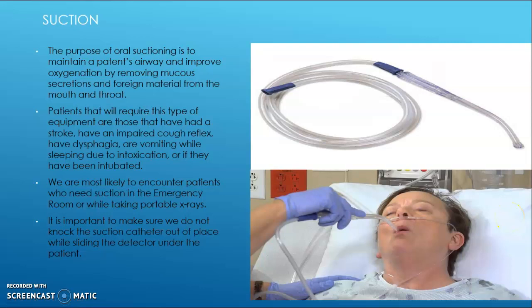Next we have suction. The purpose of oral suction is to maintain a patient's airway and improve oxygenation by removing mucus, secretions, and foreign material from the mouth and throat. Patients that will require this type of equipment are those that have had a stroke, have an impaired cough reflex, have dysphagia, are vomiting while sleeping due to intoxication, or have been intubated.